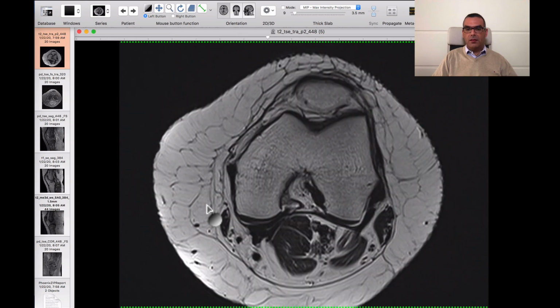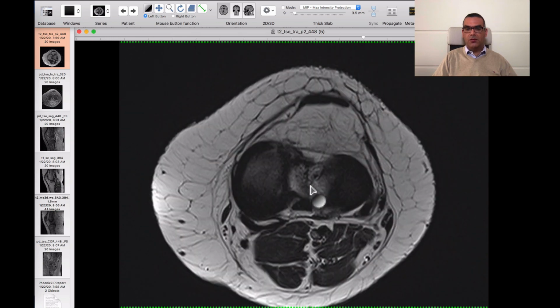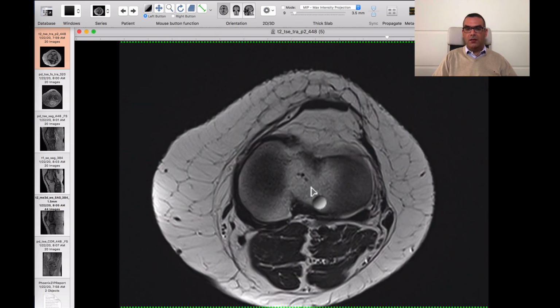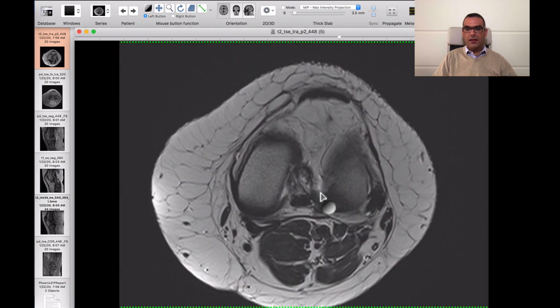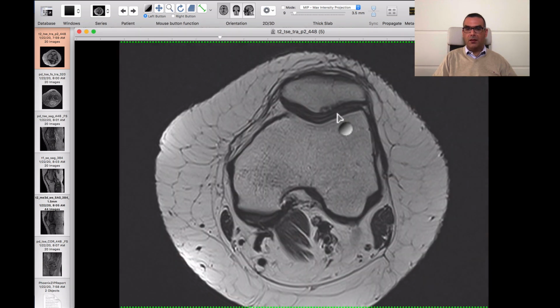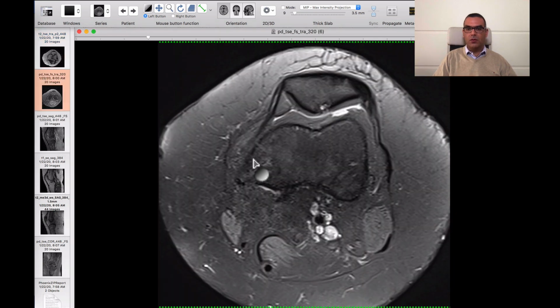In this case, you can see the ACL attachment looks good. The other structures at the axial scans are intact. There is some sort of pathology at the retropatellar cartilage. Let's just switch to the PD fat, and you can see there is an area of chondromalacia.